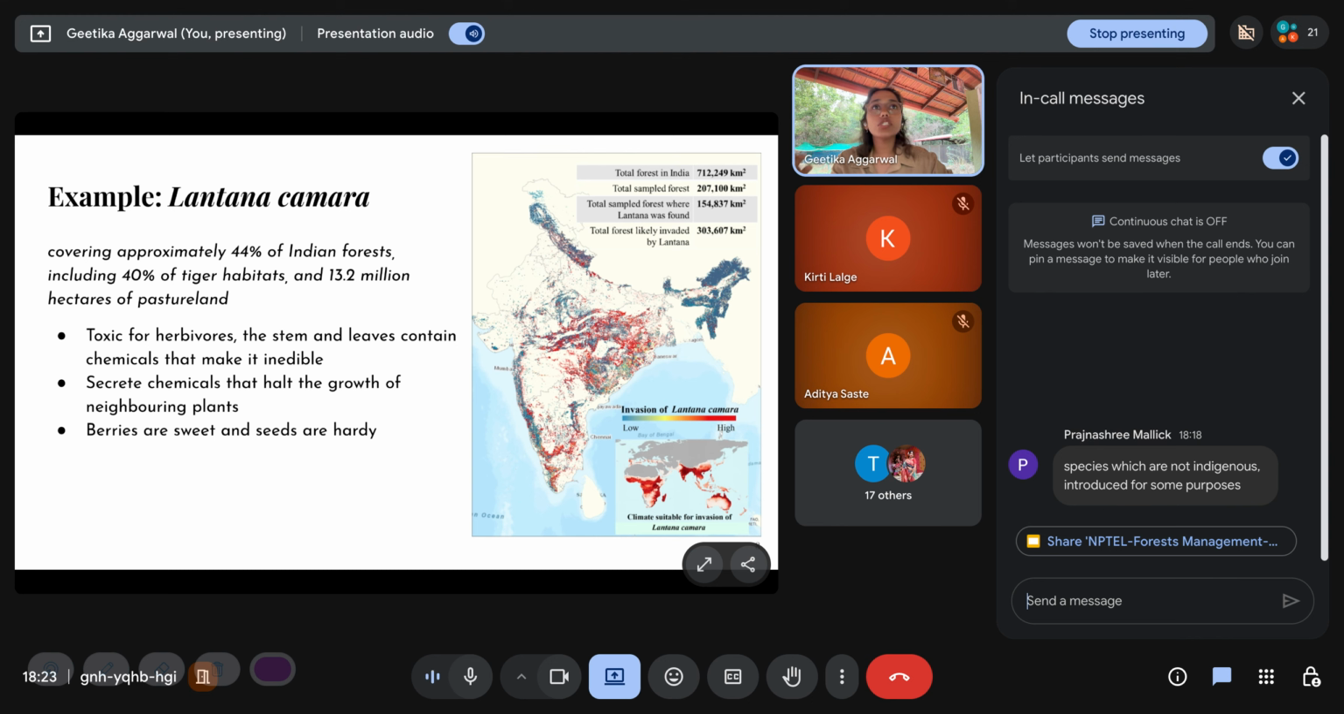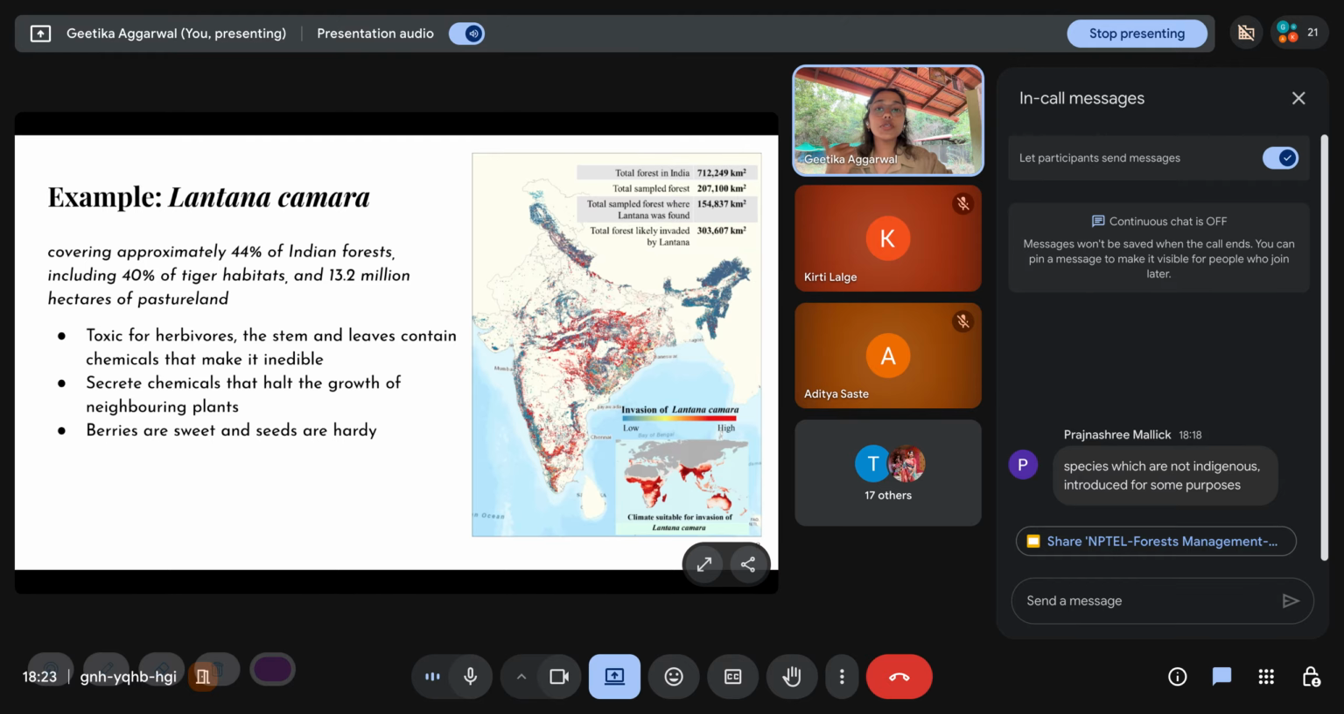So if the birds and frugivores feed on these berries, the seeds actually pass through their gut and get deposited in their feces. Along with the bird droppings, wherever the bird flies, the seeds get dropped, and because they're hardy, they eventually sprout into new lantana plants. So that's how lantana is spreading and doing way better than the native vegetation in the area.